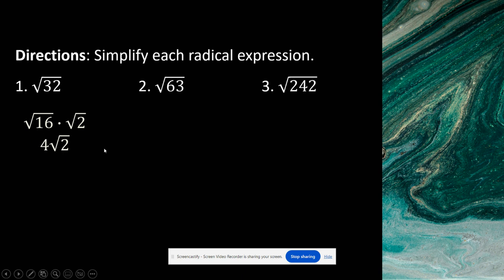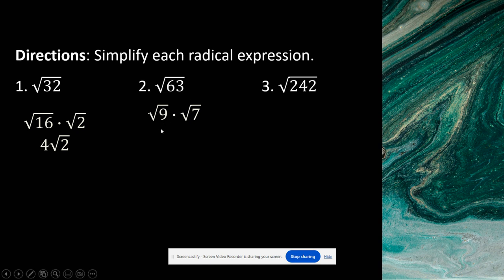Hopefully this is looking familiar to us because, like I said, we have done this in the past this year. For number 2, I have the square root of 63. We want to think of the highest perfect square that goes into 63. And of course, we would all say it is 9. So I have the square root of 9 times the square root of 7. Remember, it's probably good practice to always write that perfect square factor on the left side here, just because then you already know where to look.